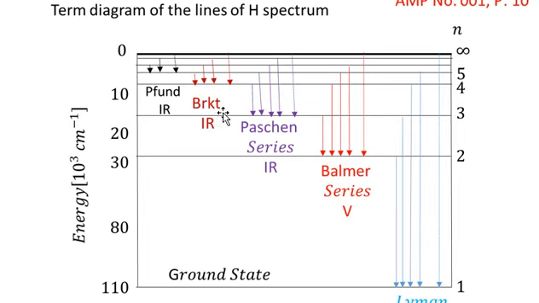Then we have the Brackett series. And you know that in the Paschen series we have the transitions in the infrared.